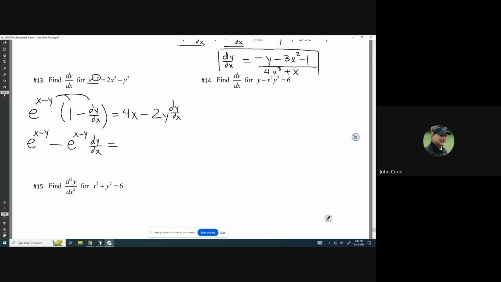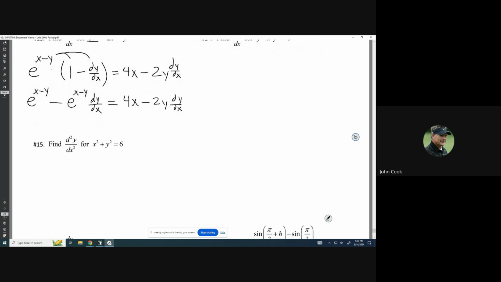There we go. Now that has freed it up a little bit, and it's going to allow us to get dy/dx all by itself. All right, let's put the dy/dx stuff on one side, the non-dy/dx stuff on the other. So maybe I'll move this part over here, to pair with the other dy/dx, and then I'll move the 4x over onto that side. So here's how it would end up looking so far.